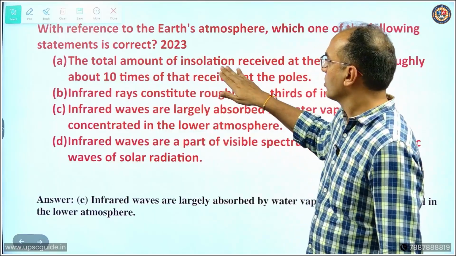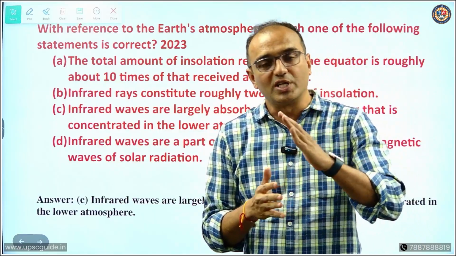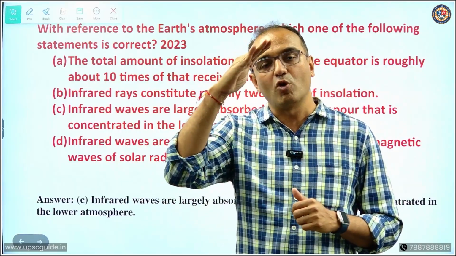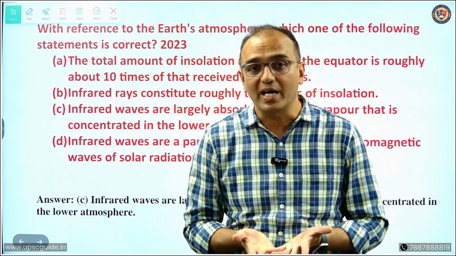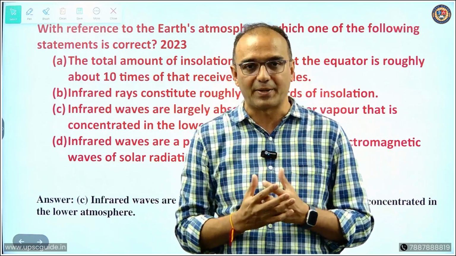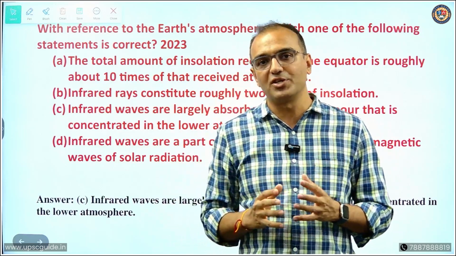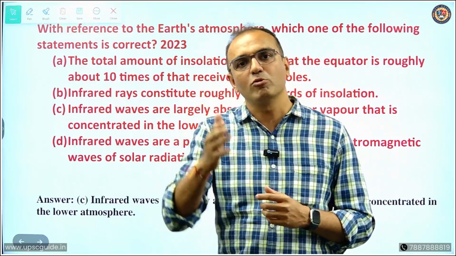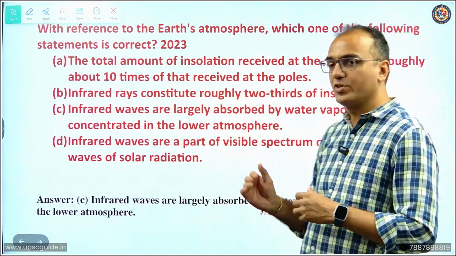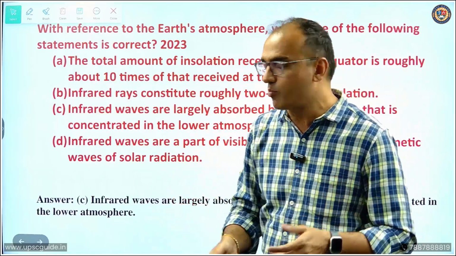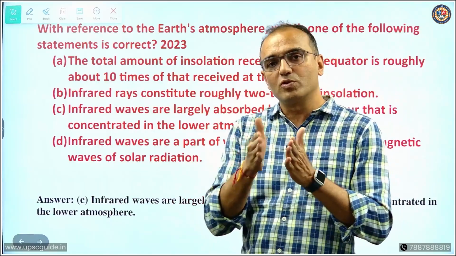But then, is the total amount of insolation received at the equator 10 times? No. Even at the poles, because of the tilt of the earth, if you take beyond the tropopause, even at the poles, the radiation received is very high. The only point is it is slanting, right? But if you take the poles and the equator, the incoming solar radiation is high at the poles also. So this first statement is wrong. Infrared radiation being 2/3 of insolation, no. Visible spectrum is a major component. And infrared waves being part of visible, no. Visible spectrum is this VIBGYOR.